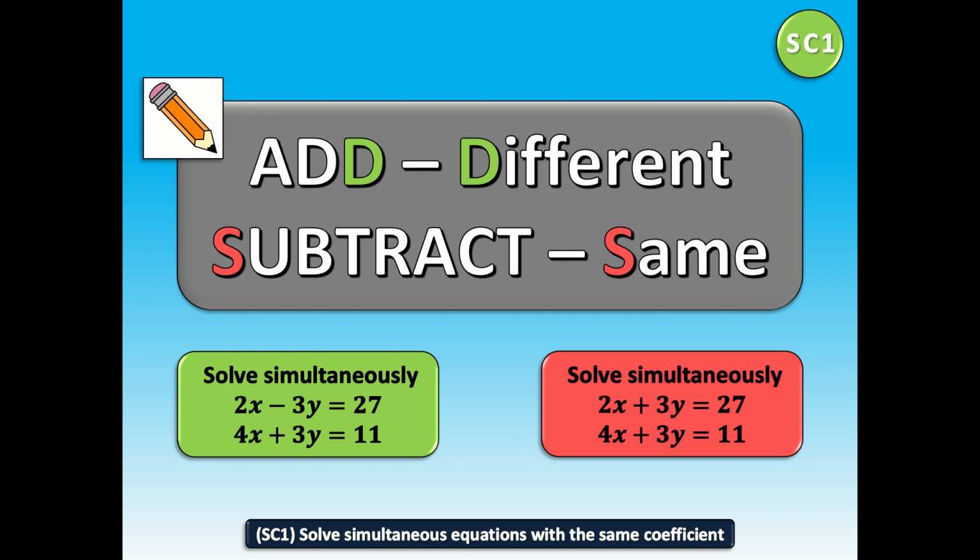So sometimes we add the equations together and sometimes we subtract them. If the signs are different, then we add them, and if the signs are the same, we subtract. So if we have a look at this green question, you can see we've got a negative 3y and a positive 3y. So because the signs are different, we would add these equations together. In the red question, you can see we've got a positive 3y and another positive 3y. So because the signs are the same, we would subtract them.